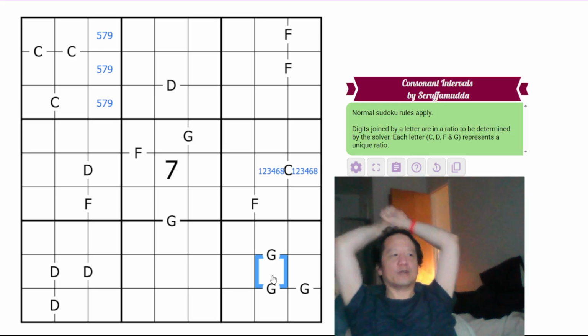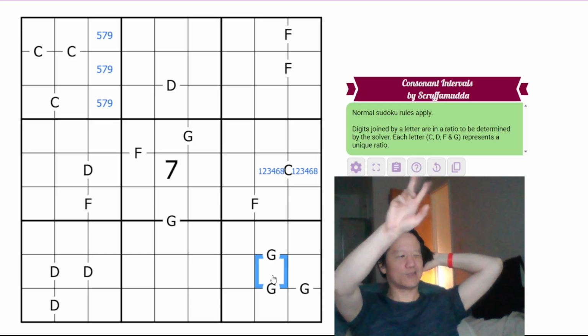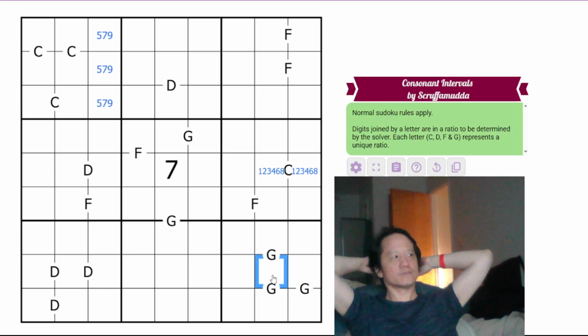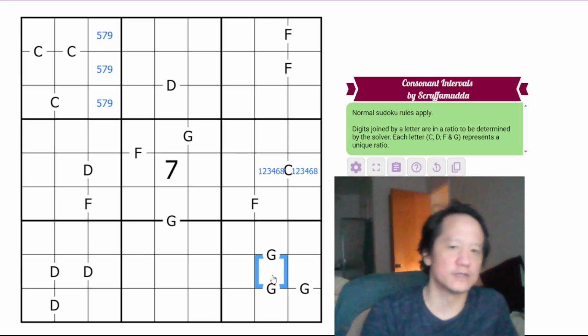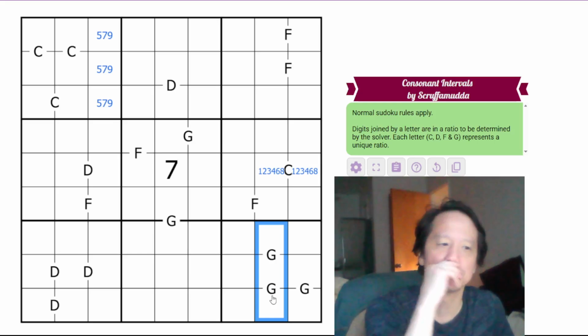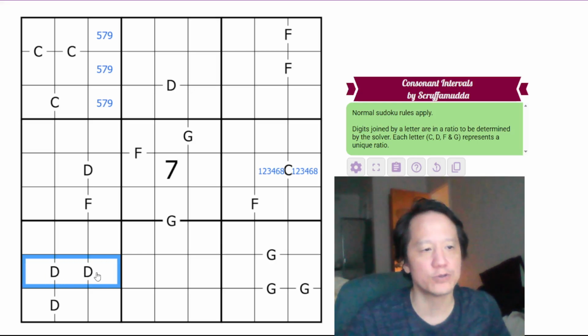What about 4 to 3? If you have 3 and 4, 4 would act as the 3 digit. That doesn't seem to work either, right? 4 to 3 would be either 4, 3 or 8, 6. 6 is not in a 4 to 3 ratio with another digit. So G has to be either a 1 to 3 ratio or a 2 to 3 ratio. Same with D. D is 3 to 1 or 3 to 2. Okay.